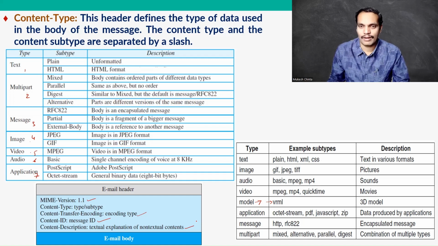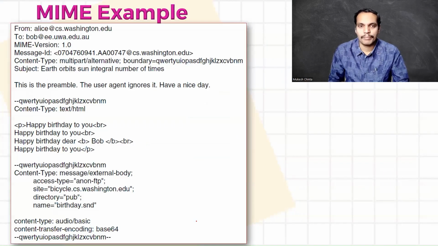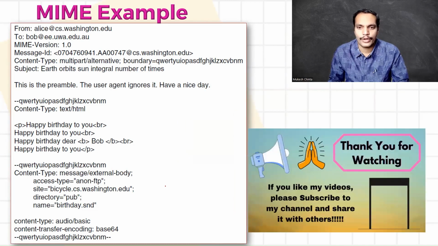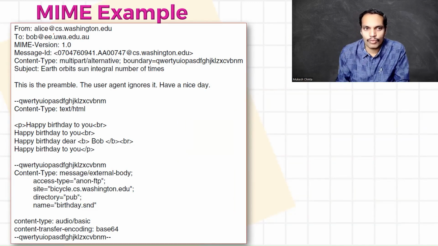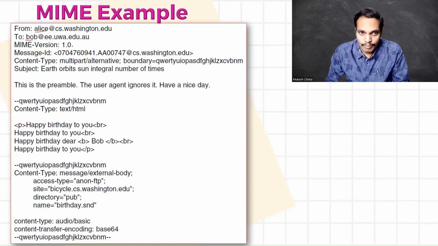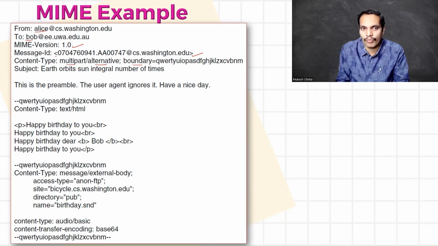Now, to understand MIME better, I have brought a simple example where we are trying to send a message from one point to another point. You can see that we are sending a message from Alice to Bob. This is what it looks like. First, as usual, we have the MIME version, the message ID, and the content type. You can see this is a multi-part alternative, and it says that there is a boundary which marks where the part ends. And this is the one-line summary, which is called the subject.